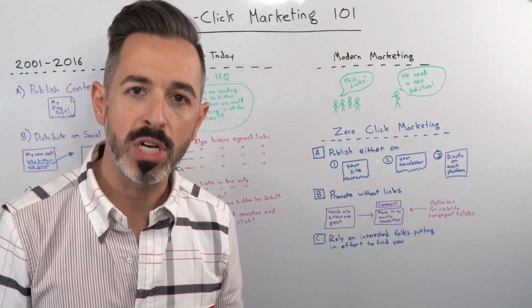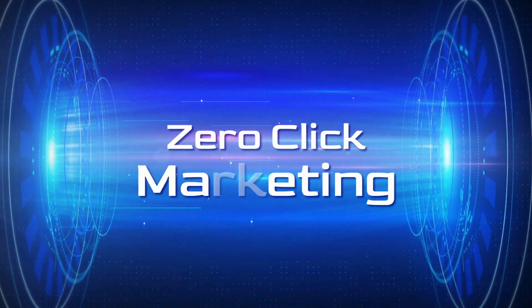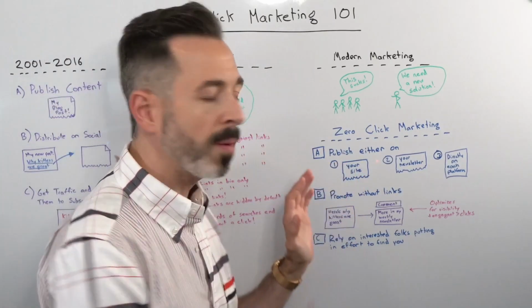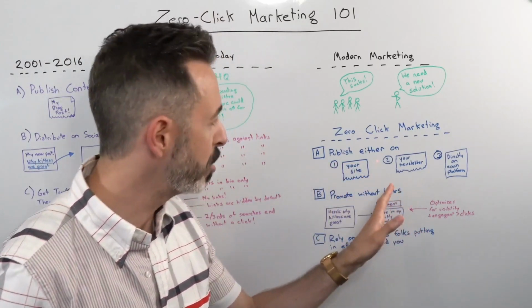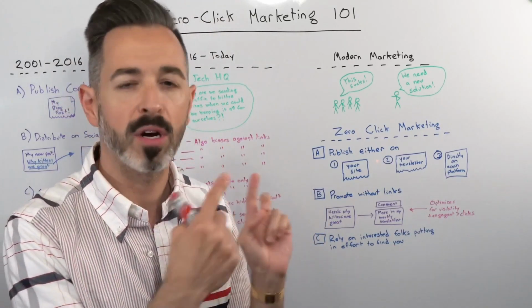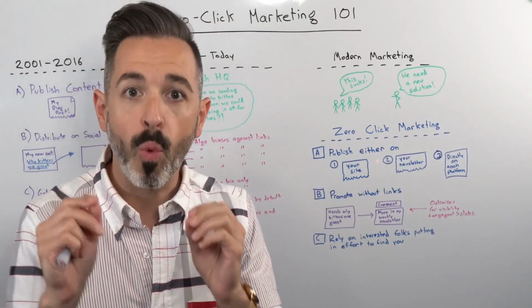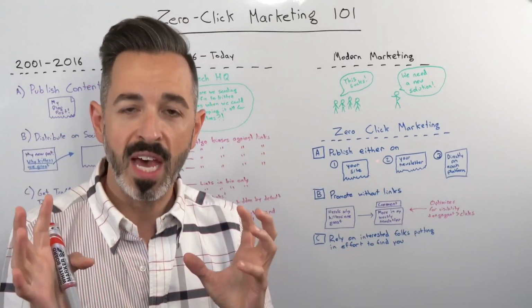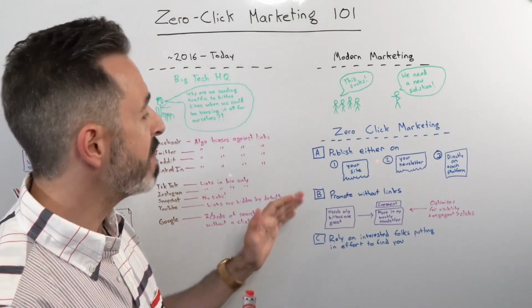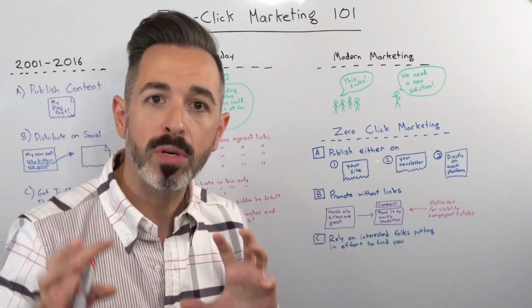And that solution is what Amanda calls zero-click marketing. It works like this. You publish either on your site, your email newsletter, or directly on the platform. You do what Facebook and Twitter and Reddit and LinkedIn and all of them want you to do, which is essentially you take that kitten content, instead of publishing on your site, you publish it on theirs. And then you promote without links.